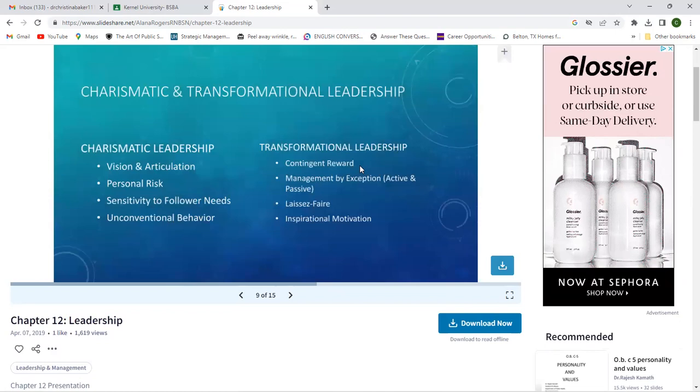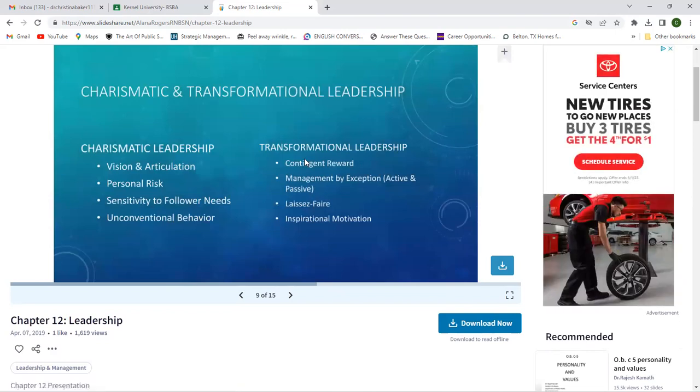Charismatic and transformational leadership. Charismatic leadership: vision and articulation, personal risk, sensitivity to follower needs, unconventional behavior. Transformational leadership: contingent reward, management by exception, active and passive, laissez-faire, and inspirational motivation.